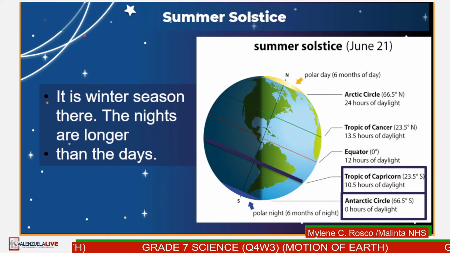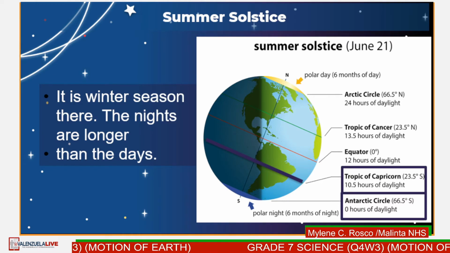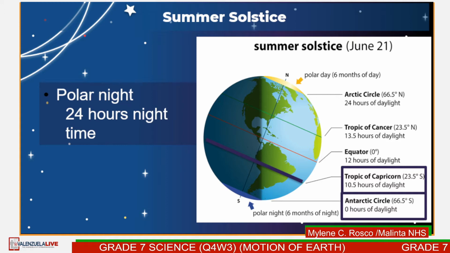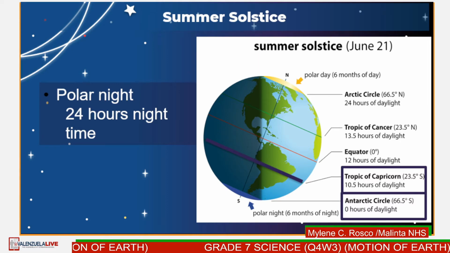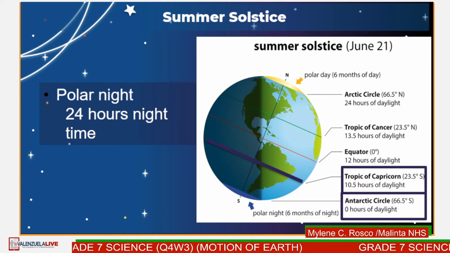At this time, in the southern hemisphere, all these conditions are reversed. It is winter season there, and the nights are longer than the days. The polar night occurs in the southern hemisphere during summer solstice. Polar night is a phenomenon where the nighttime lasts for more than 24 hours that occurs in the northernmost and southernmost region of the Earth.